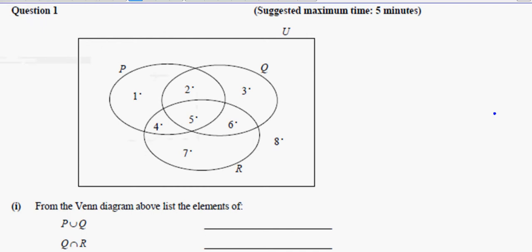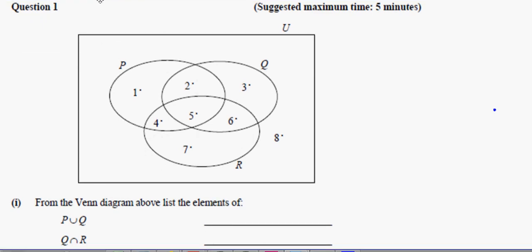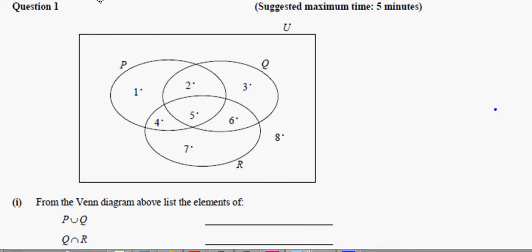Okay, so this is the 2014 Junior Cert sample paper, question one. From the diagram above, list the elements of P intersection Q. Now, what you've got to remember about P intersection Q is it's everything in P and everything in Q. So what we can do is draw a circle around P and Q and figure out what elements are in them.